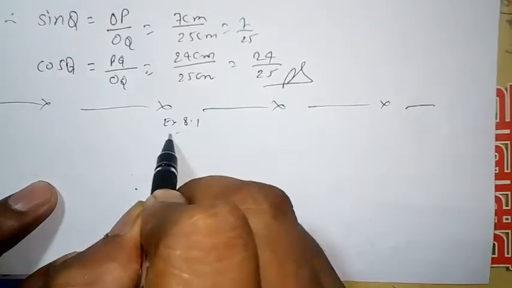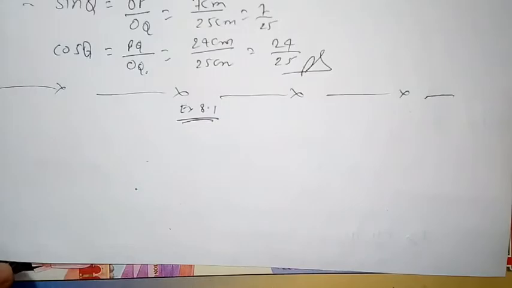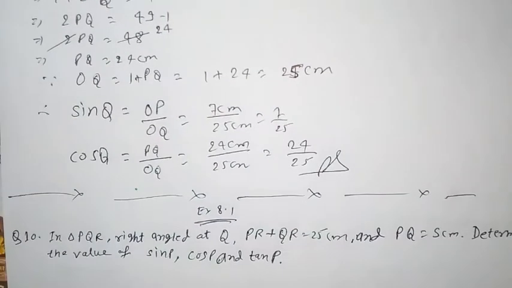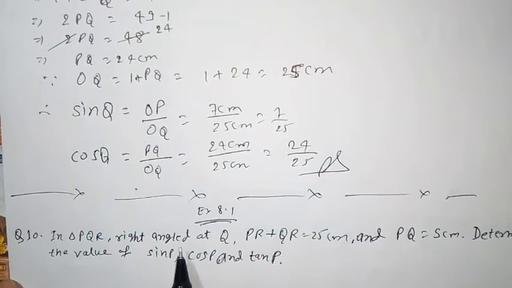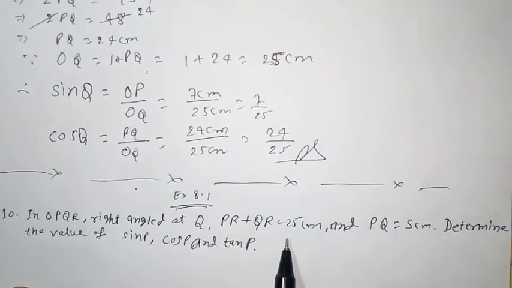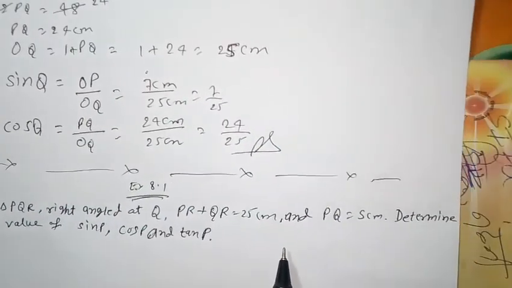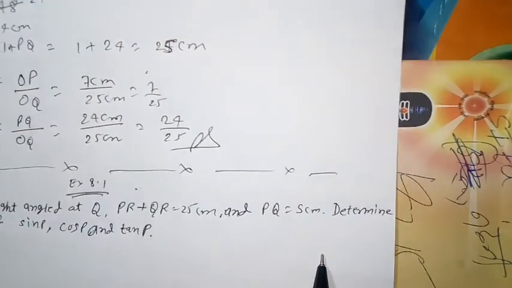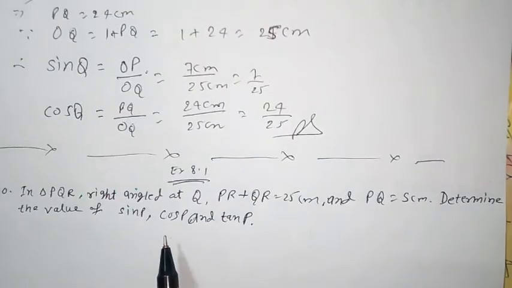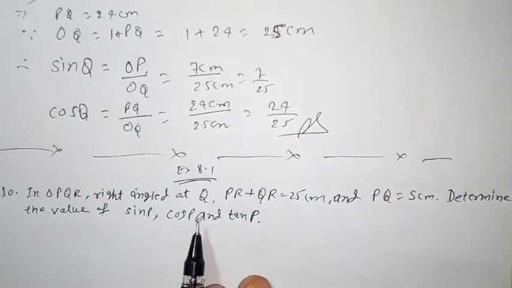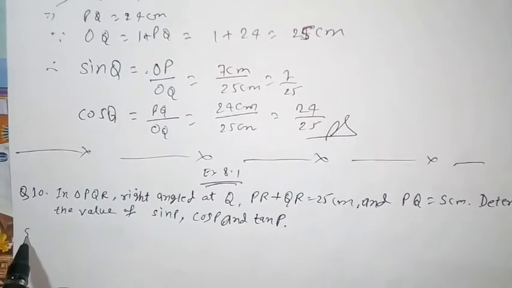Exercise 8.1, the next question. Question number 10 from exercise 8.1. In triangle PQR, right angled at Q, PR plus QR is equal to 25 centimeter and PQ is equal to 5 centimeter. Determine the value of sin P, cos P and tan P. Okay. Solution.